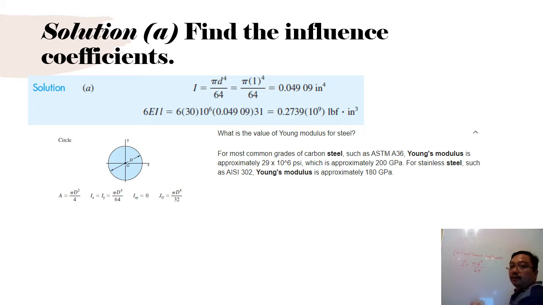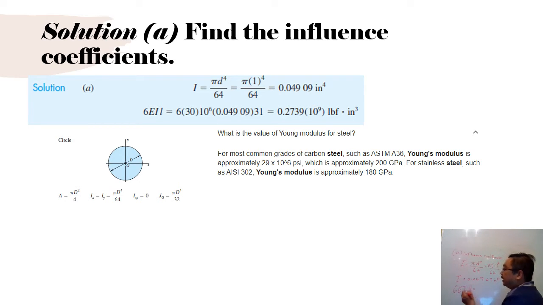D is given in the question as 1 inch. So replace D with 1 inch over 64. You get the result I equals 0.04909 inch to the fourth. And 6EIL is given.